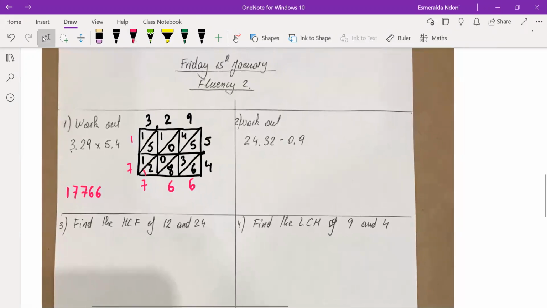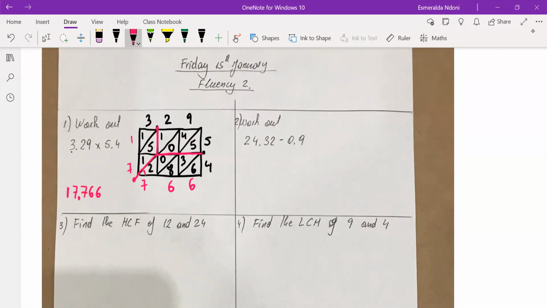Now you ask yourself, have I finished? The answer is no, because we haven't put the decimal point yet. So let's do just that. It's here, a decimal point, so we drag down. And then we drag the other one and then across. The decimal point lands there. So the answer is 17.766. Please tick your work if you got that answer. If you didn't, pause the video and correct.